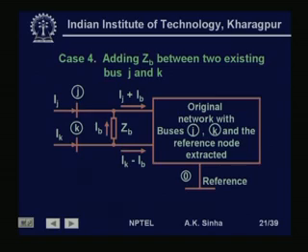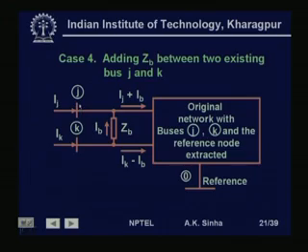So this is how we take care of the type 3 modification, that is, we finally get an n by n matrix by eliminating the last row and last column of the modified matrix that we had obtained by including that bus P and then connecting it to the reference. Now we will go to type 4 modification, which is adding a branch with impedance Zb between two existing buses J and K.